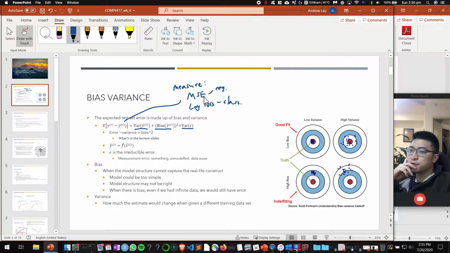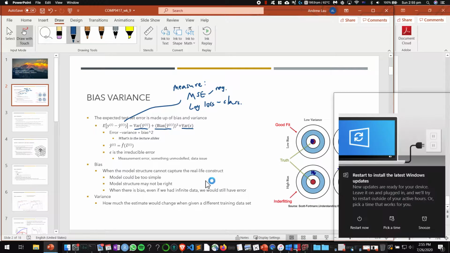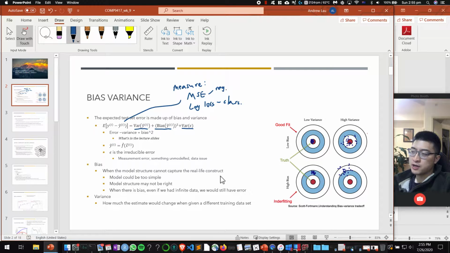When you fit a model on training data, and then you apply it to the training data again, or say the test data, there are going to be two sources of error that we typically care about: your bias and your variance. So bias occurs when the model structure can't capture the real life construct. So likely, the model is too simple, or the model structure may not be quite right.